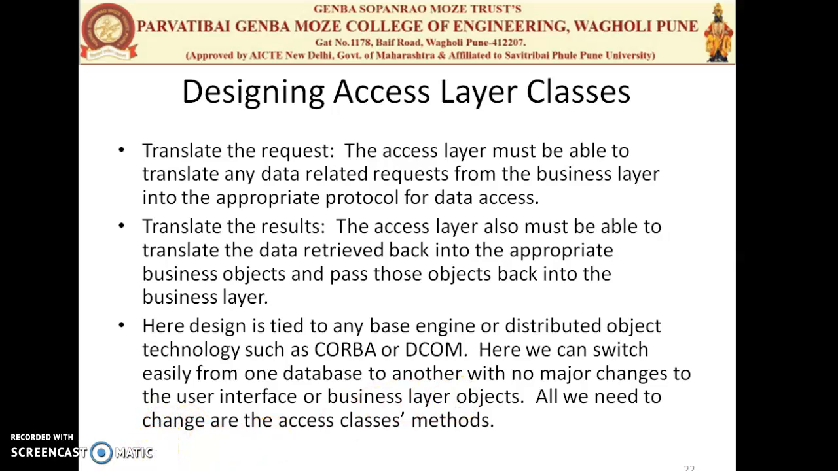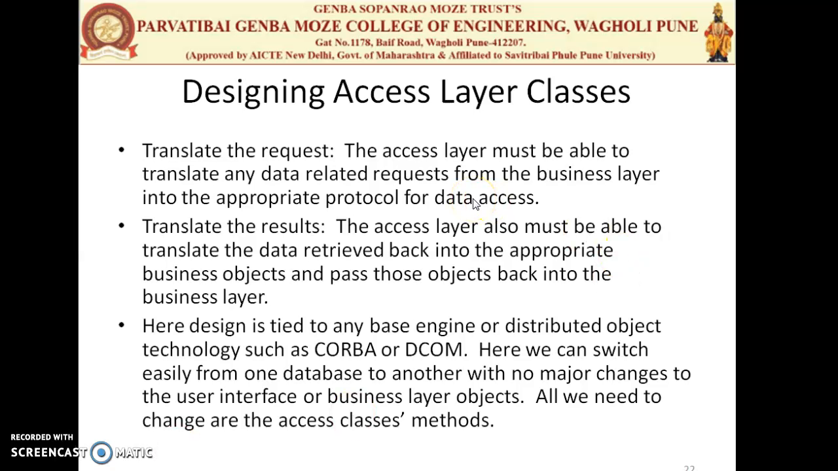So I hope you understood the access layer design, what the main objective behind the access layer is. In simple words, the access layer classes' motto is to translate the request from the user to the data, and whatever data is required by that request, put it into the proper form and send it back to the user. So this thing is done by your access layer.